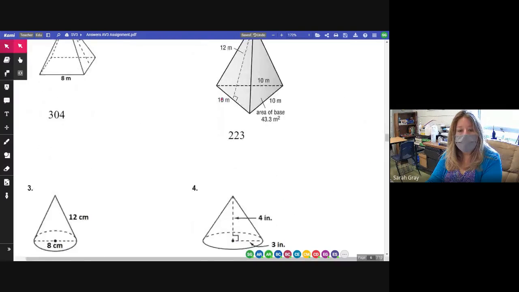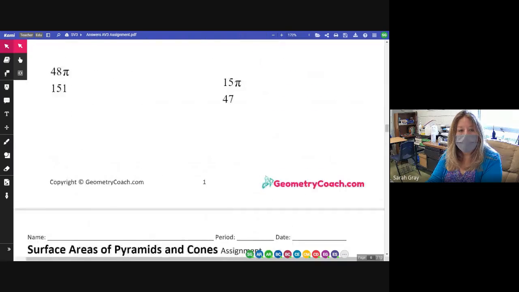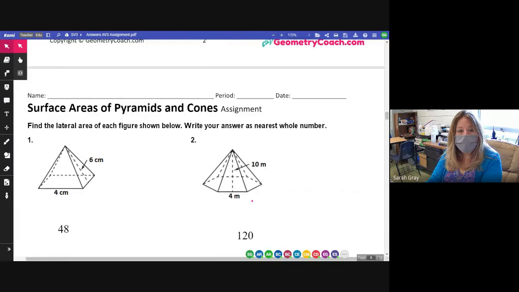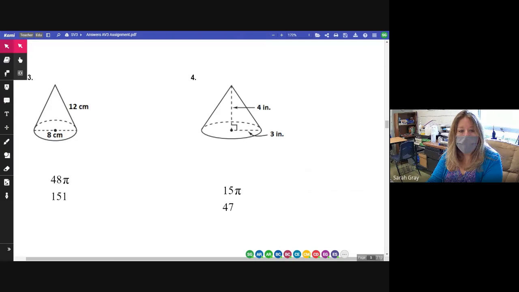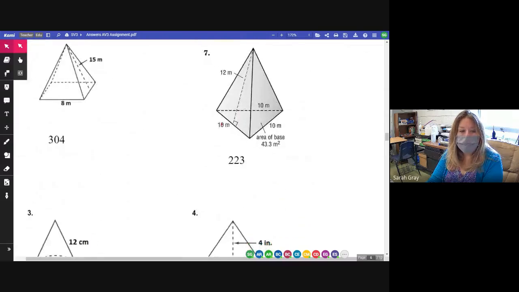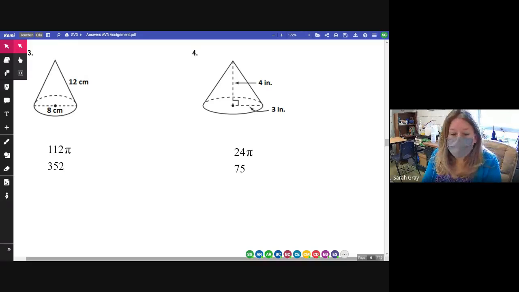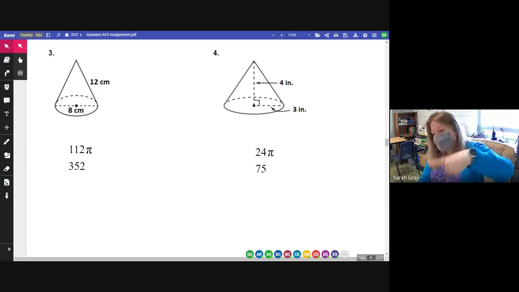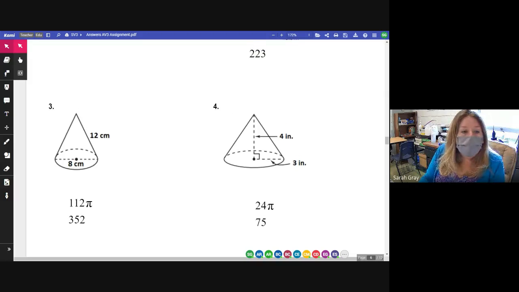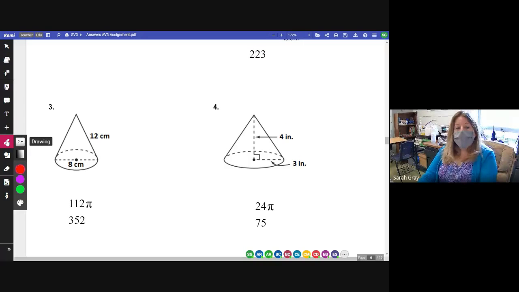Surface area. So what did we do up here? We did lateral area only. Okay. So we need this one. The one that's on page 6 asks for surface area. The one that I did before was lateral area. So if you noticed, it's the exact same cone that we just did.